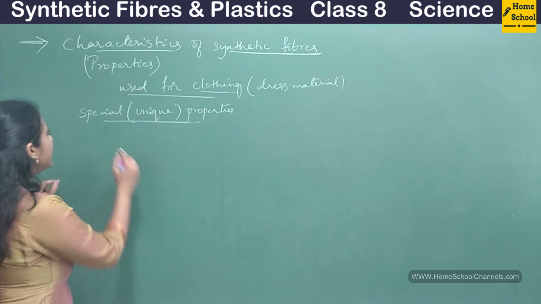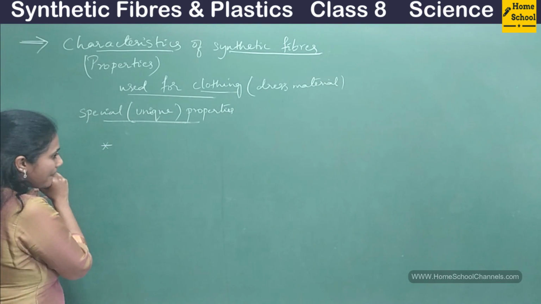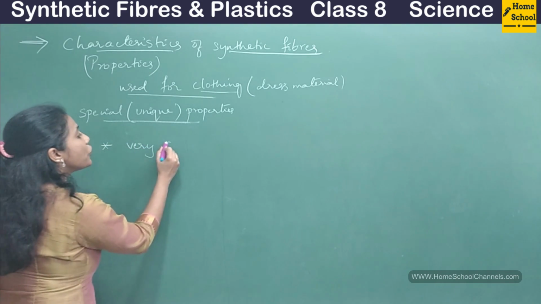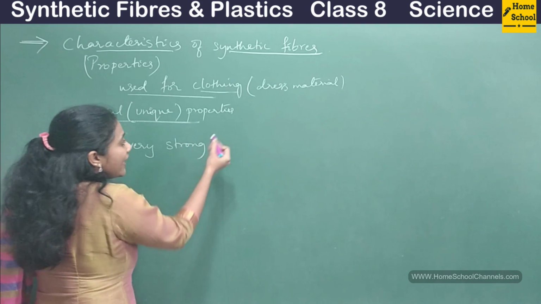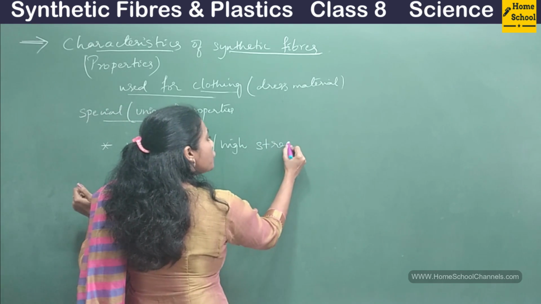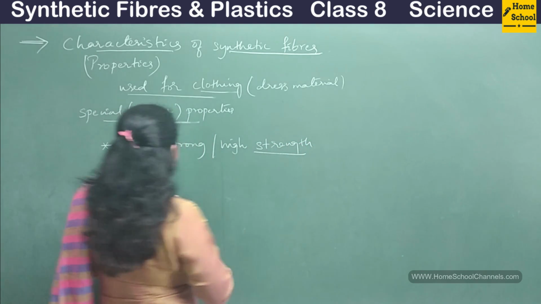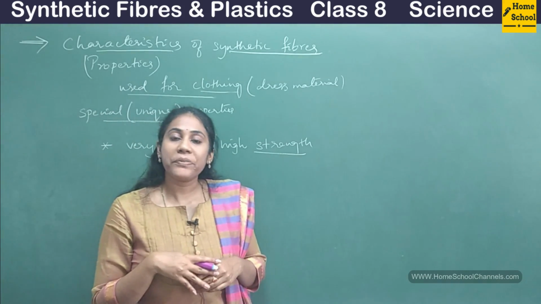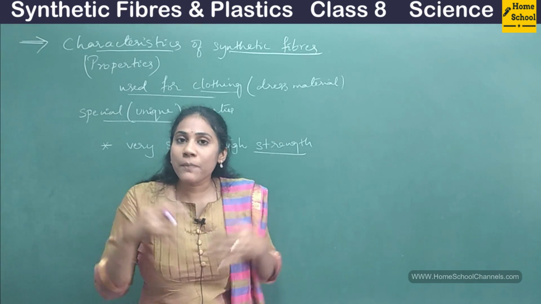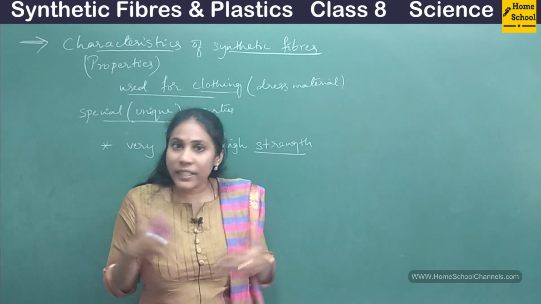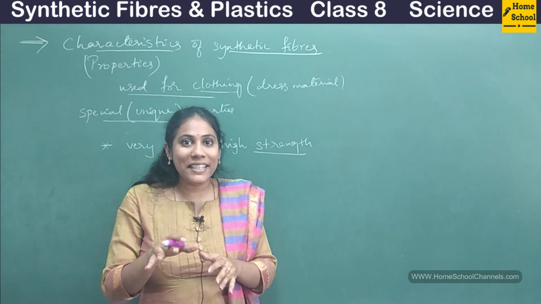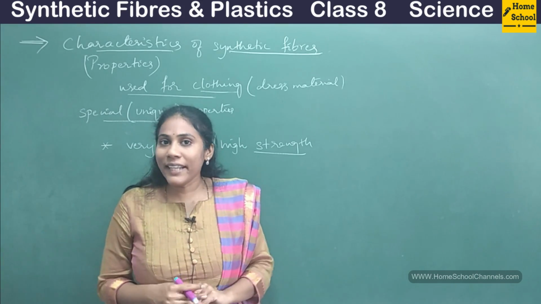The very first property that I am going to discuss is the strength. These synthetic fibers are very strong, or I can say they have high strength, in the sense you can't tear them that easily. Imagine you have a cotton thread and you have a nylon thread. Can you tell me which is stronger? Which can be broken easily? Definitely, a cotton thread can be broken easily. You can tear it, but not the nylon thread, isn't it?